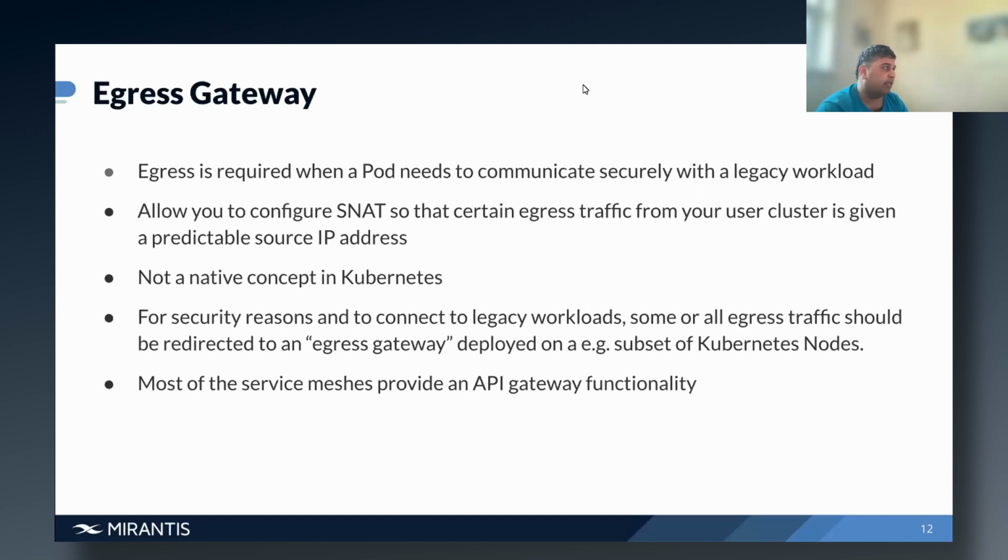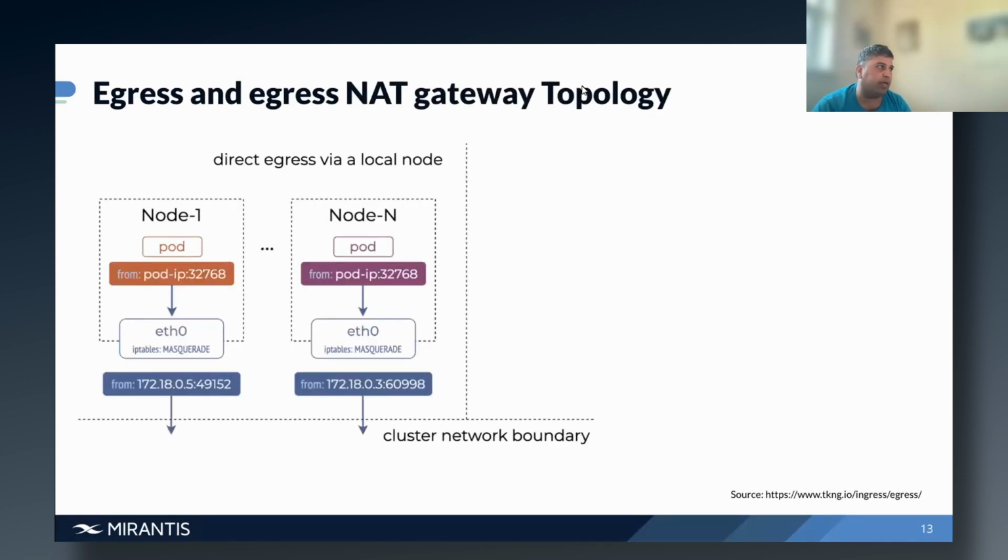Just coming back to service meshes, most service meshes, if not all, will provide some API gateway functionality. Having said that, we still need to allow for pod-initiated external communication without a service mesh and without the complexities of implementing a service mesh itself. So as we've learned, when a pod sends a packet out of the cluster, the packet is source network address translated with the IP address of the node where the pod is running. So in the example here, this is direct access via a local node, without an egress gateway.